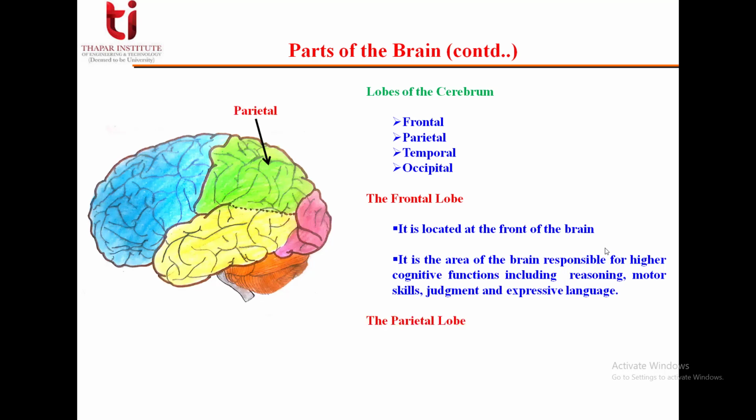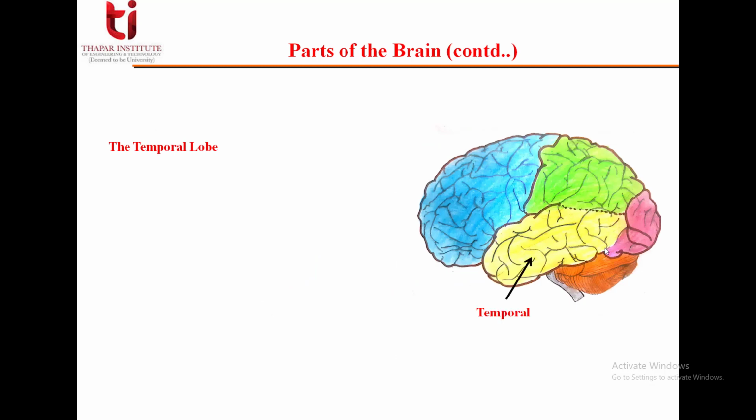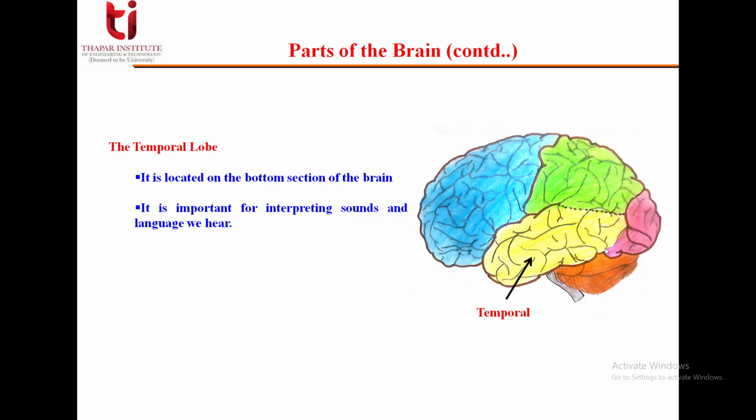Then we have the parietal lobe. It is located in the middle section of the brain. It is associated with processing sensory information like touch, smell, and taste. So mainly it is related to sensory receptors. Then we have the temporal lobe. It is located on the bottom section of the brain. It is important for interpreting sounds and the language we hear. This again we will refer to when we discuss the auditory system, so in that also we will take the temporal lobe.